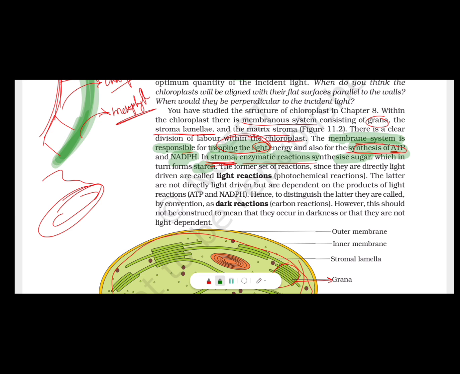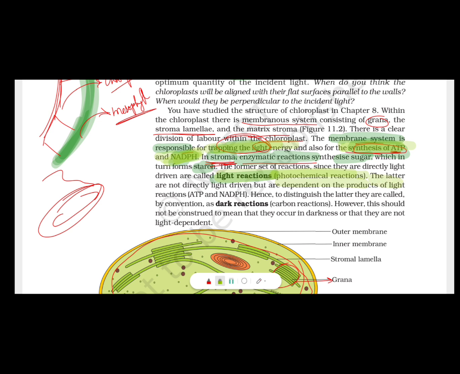The former set of reactions, since they are directly light driven, are called light reactions. The former set is nothing but trapping of light and synthesis of ATP and NADPH. This is called light reaction because it needs the help of light energy. That's why it's called light reaction. And light reaction is also called photochemical reaction.